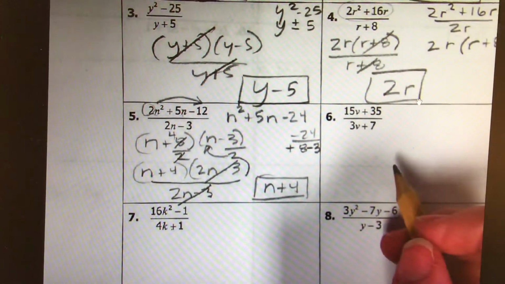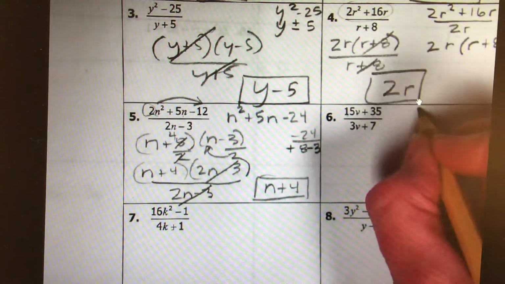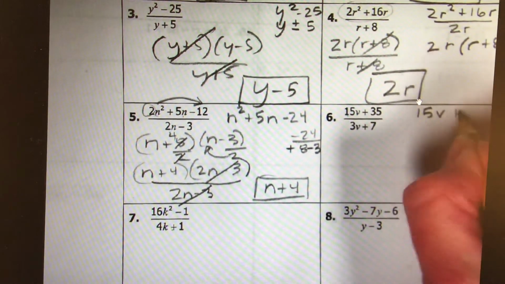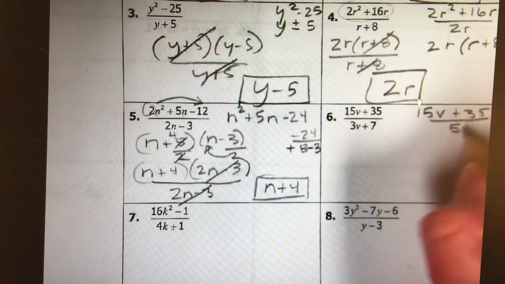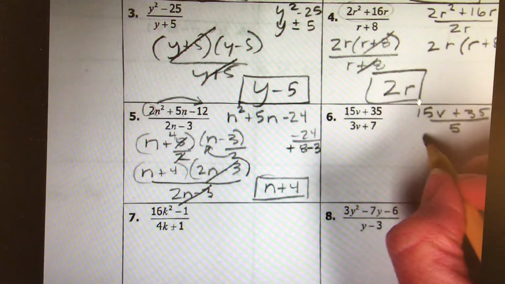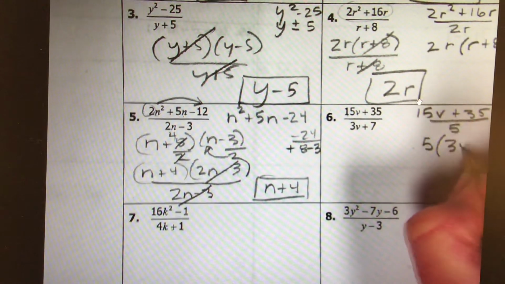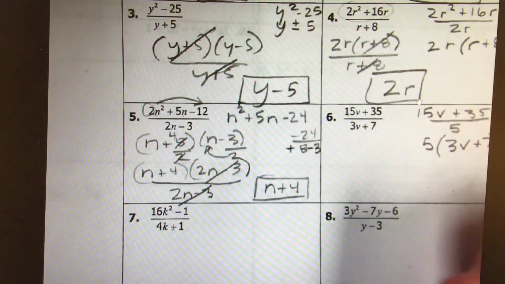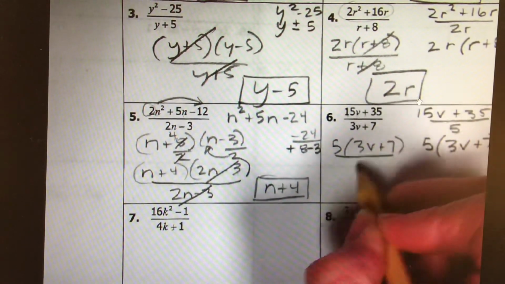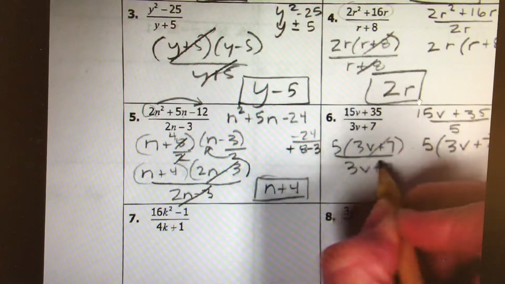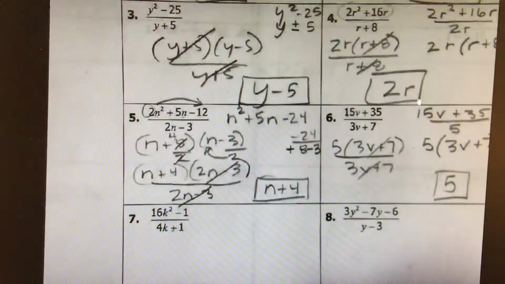Then I have here, I'm going to factor the top. Looks like I can go, I'm going to rewrite this. Looks like I can divide it by 5. 15 divided by 5 is, I'm going to extract, and then I've got my 3v plus 7. And I'm going to rewrite this over here, 3v plus 7. And guess what? I can cancel it out. And the answer to this is actually 5. Oh, that's pretty cool.